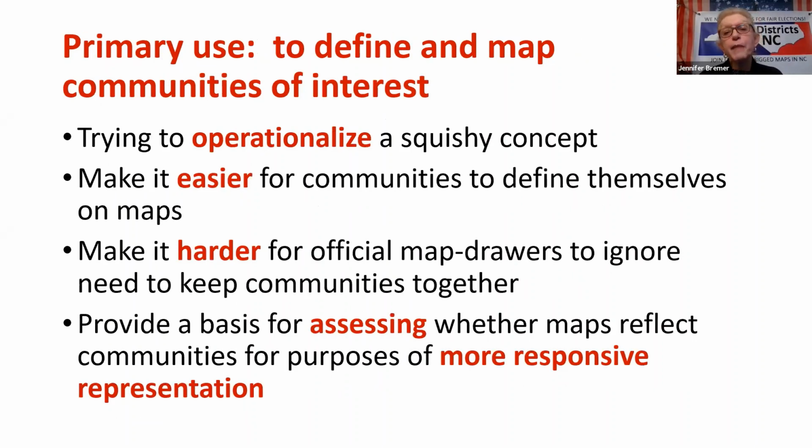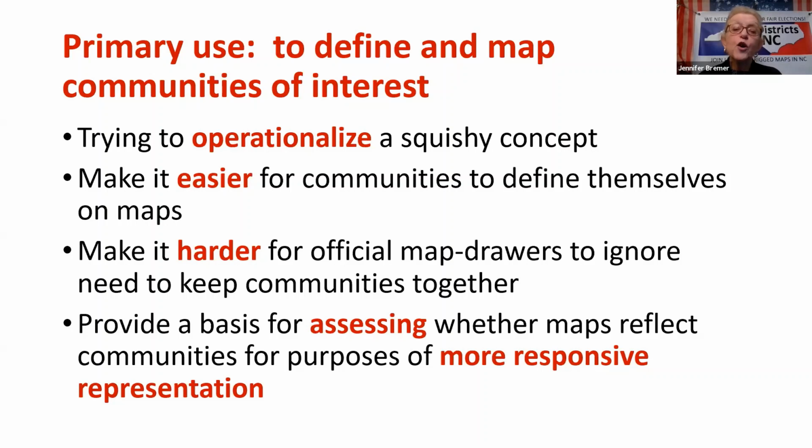So what these maps do is they enable citizens and others to really operationalize the squishy concept of communities of interest. And by operationalize, I mean take it from an idea to something that you can really apply to a community on a map. And this makes it easier for communities to define themselves on maps, with assistance or on their own.